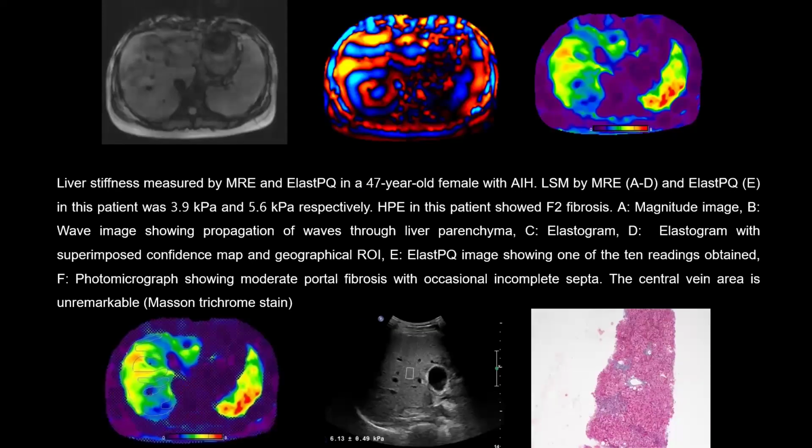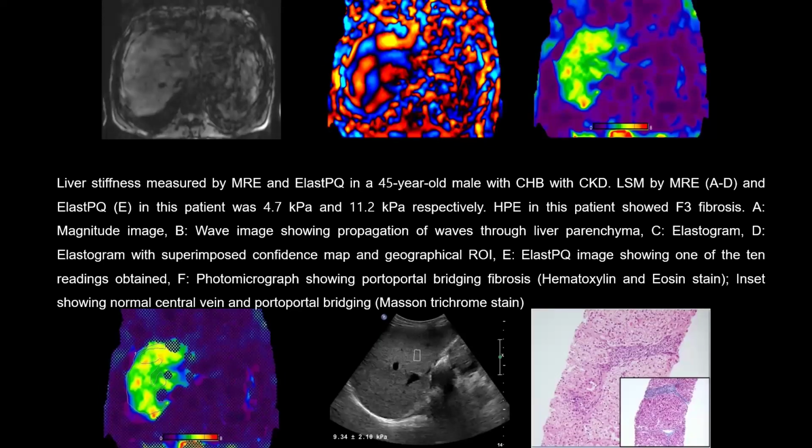This is a patient with F2 fibrosis. You can notice that the color of the elastogram is now moving towards the red side, somewhere in the middle. And this is F3 fibrosis, where again you are getting some shades of red within the liver parenchyma.